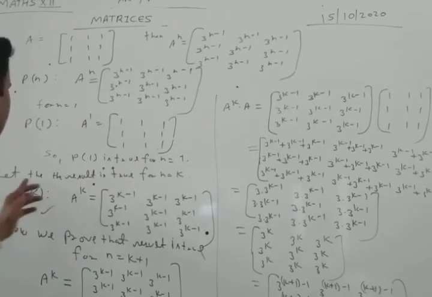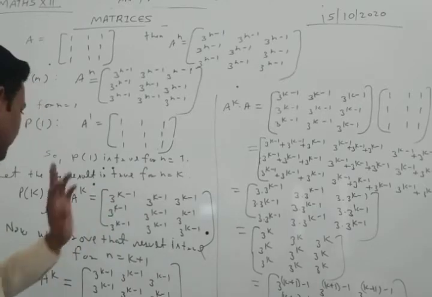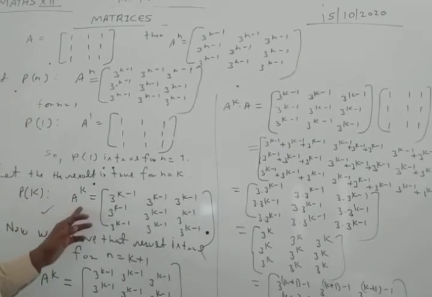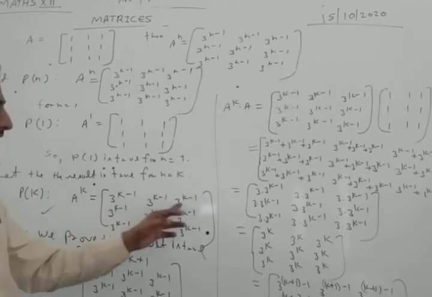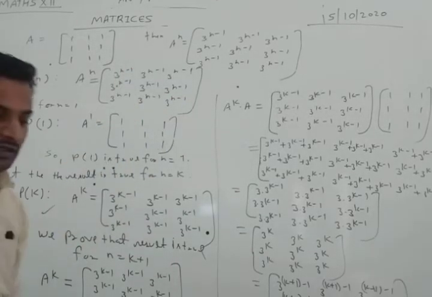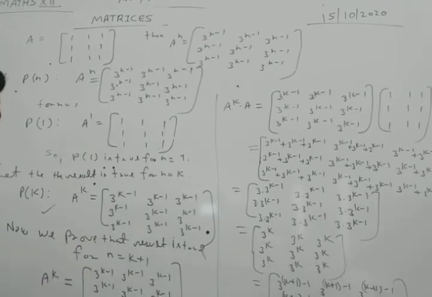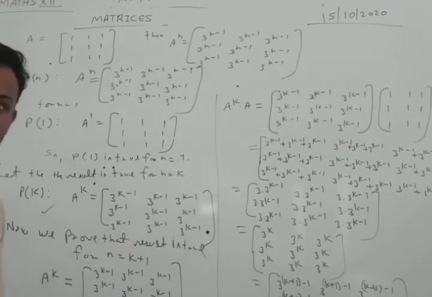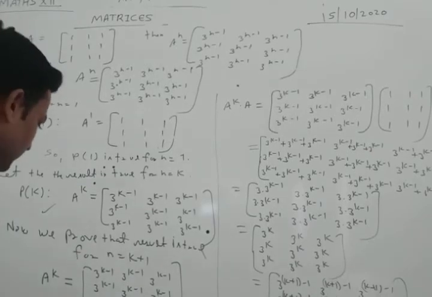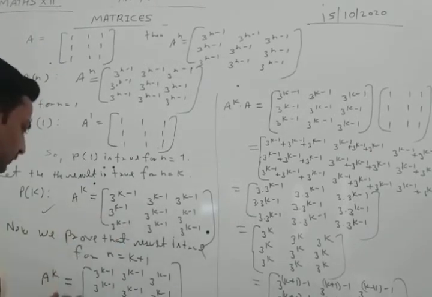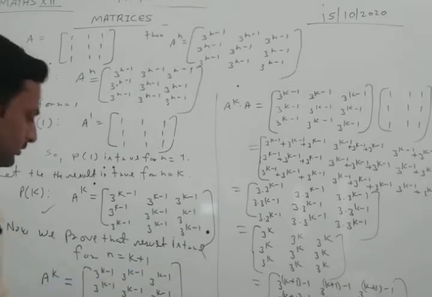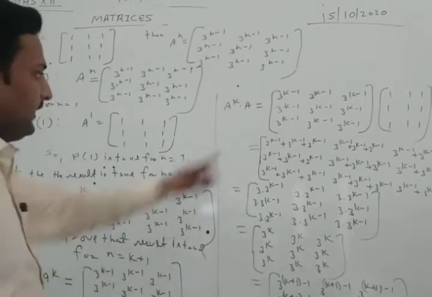Now let the result be true for n equal to k. So Pk: a to the power k is what? All n will change to k, so n minus 1 becomes k minus 1. Now we prove that the result is true for n equal to k plus 1. So here we will take this term and multiply both sides with a.